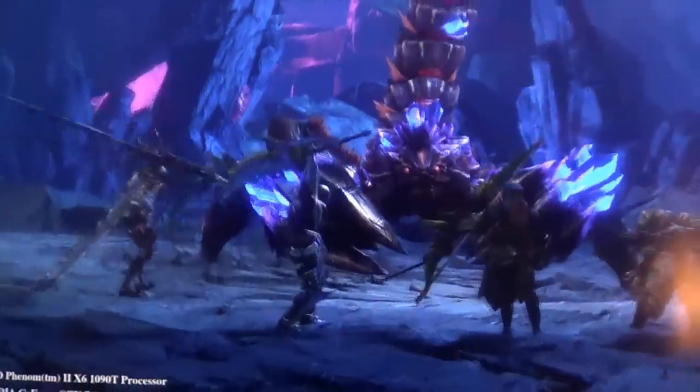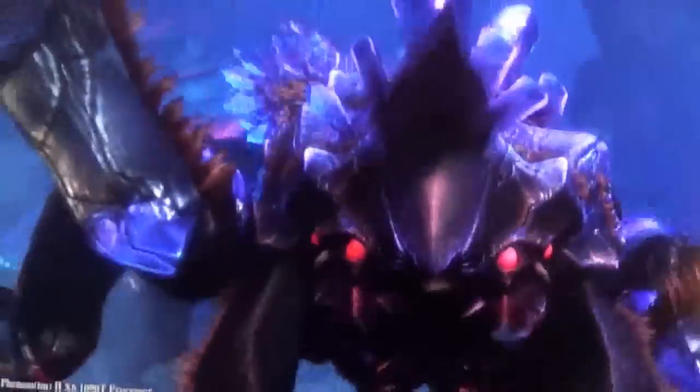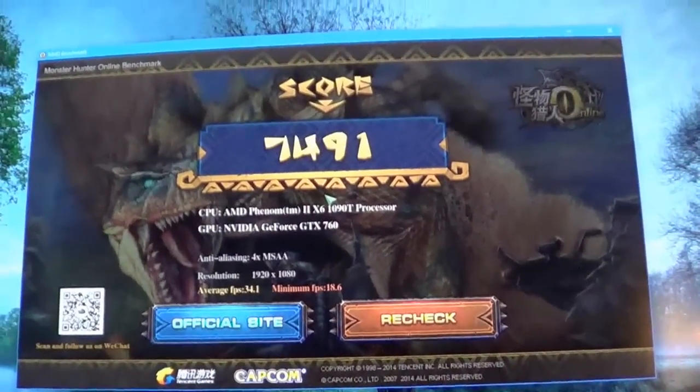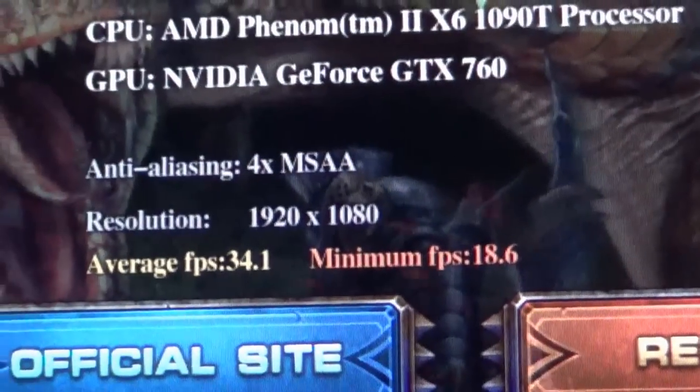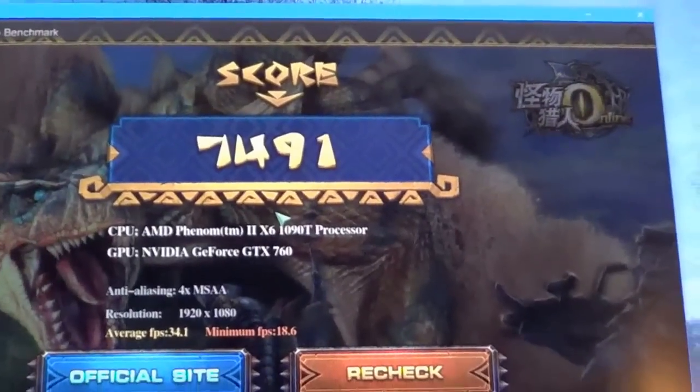There we go. There's our boss fight. I think we're going to hit around 7,500 again. Magic number is 7,491. 34 FPS on average with a minimum of 18.6. I don't think this is really helping things very much.